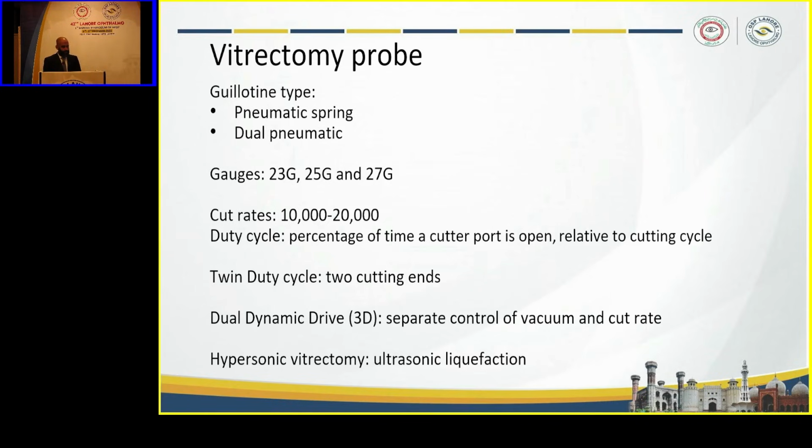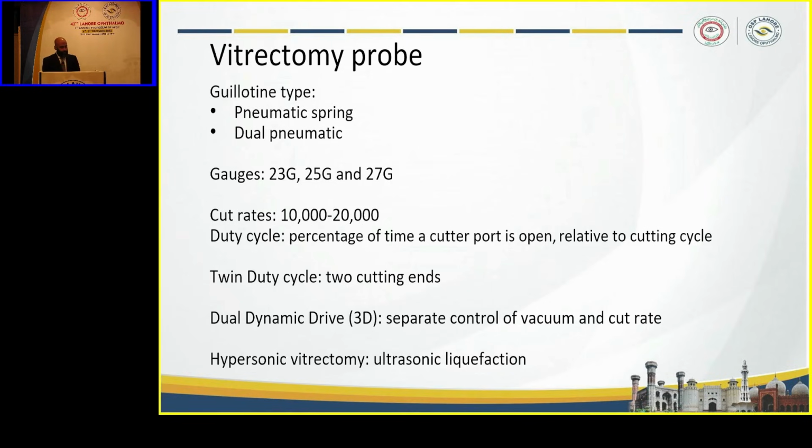A duty cycle is important when we're talking about a vitrectomy cutter. The duty cycle is the percentage of time a cutter port is open in relation to the cutting cycle. Twin duty cycles are used by the dual pneumatic cutters, in which the guillotine has two cutting ends, and this essentially gives us a double cutting rate. A dual dynamic drive is a setting in which the surgeon has separate control of the vacuum and the cut rate. This is controlled by the surgeon through the foot pedal, and this is used by most modern vitrectomy machines.